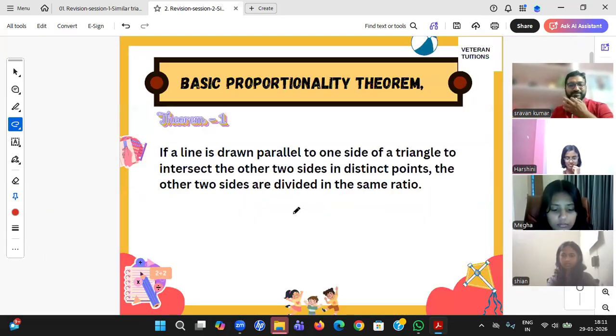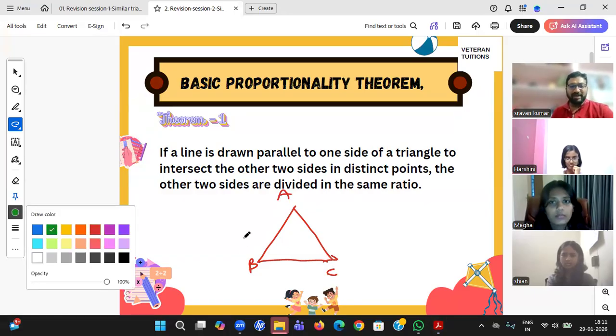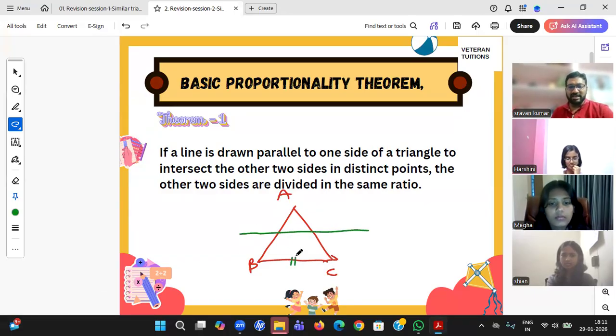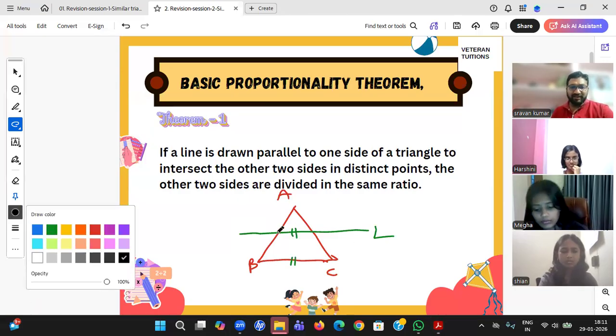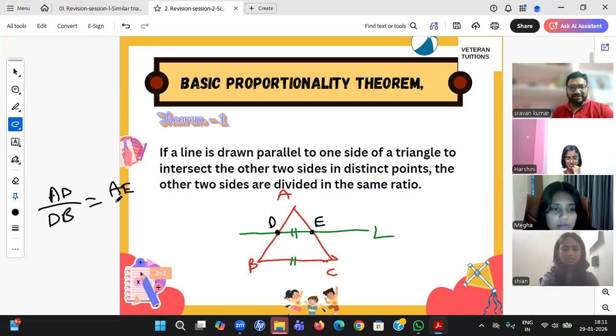So what is BPT? If ABC is a triangle and a line is drawn parallel to one side, I'm assuming BC is one side, such that this line intersects AB at D and AC at E, then by BPT you can say AD by DB equals AE by EC. This is where we stopped, students. So now this is BPT.